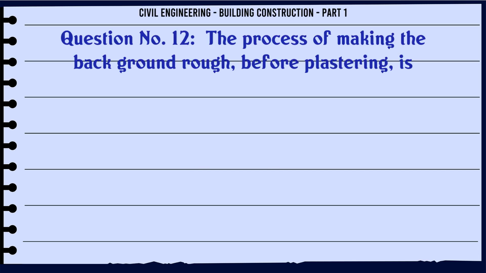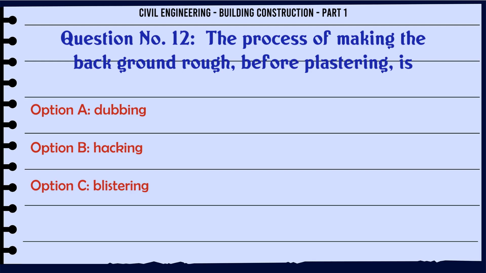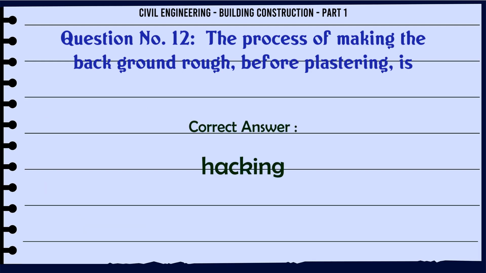The process of making the background rough before plastering is A. Dubbing. B. Hacking. C. Blistering. D. Peeling. The correct answer is hacking.